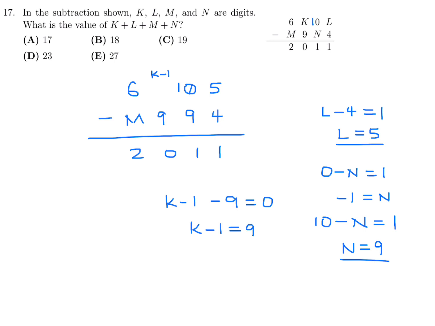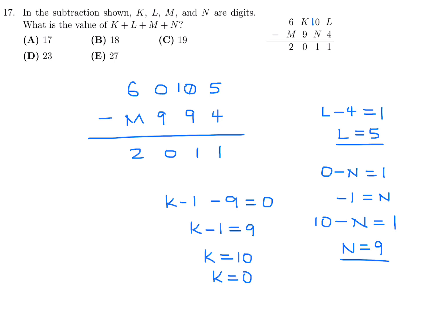But the thing is, if I did that, I'm actually putting K minus 1. And we don't want to put K minus 1 there. We want to put K. So if K minus 1 is 9, then K must be 10. But K cannot be 10, right? Because K is a single digit. So K obviously must have been a 0. So that means that this number was a 0.